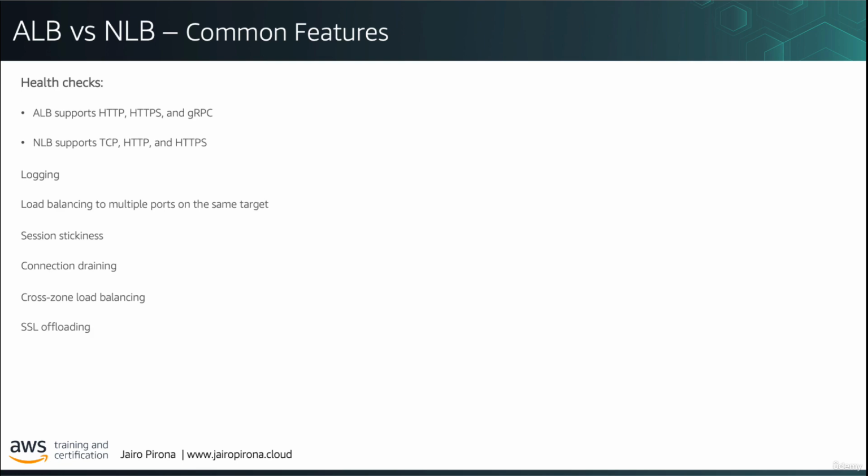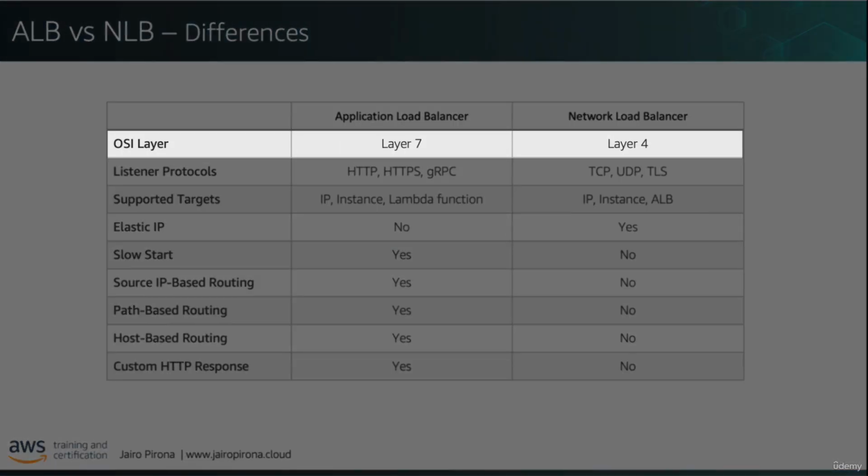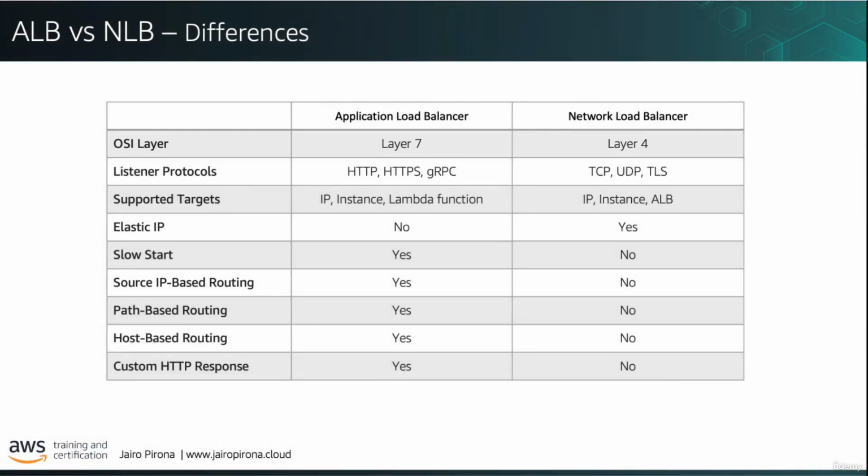Now let's talk about the differences. The first difference concerns the OSI layer at which both load balancers operate. The ALB operates at layer 7, while the NLB operates at layer 4 of the OSI model. As I mentioned earlier, OSI stands for Open Systems Interconnection. The OSI model provides a conceptual framework for network communication and divides it into 7 layers. Each layer is responsible for certain tasks. Layer 7 is the application layer, and Layer 4 is the transport layer.